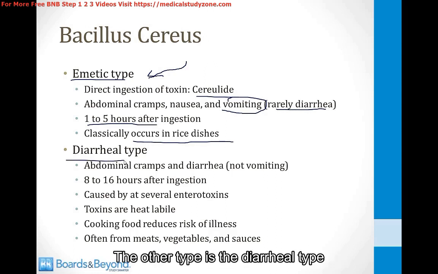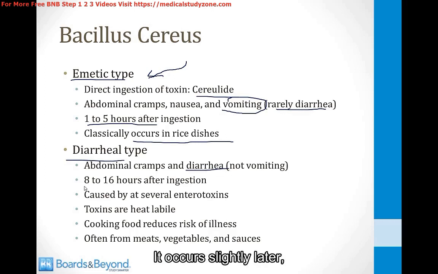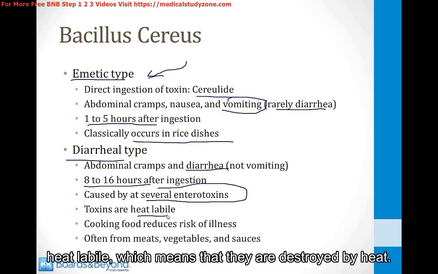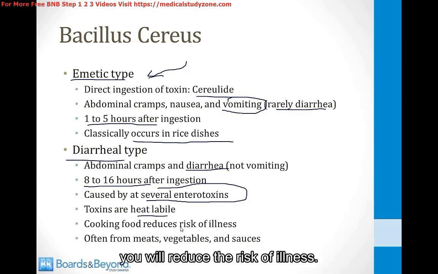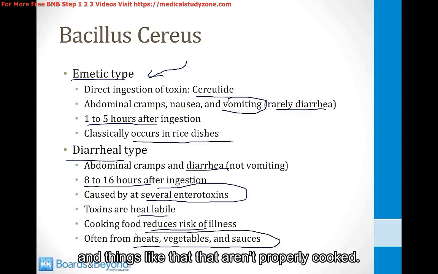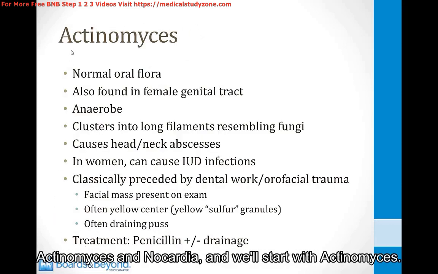The other type is the diarrheal type, which has abdominal cramps and diarrhea, obviously, based on the name. It occurs slightly later, about 8 to 16 hours. It's caused by secretion of several enterotoxins that are heat labile, which means that they are destroyed by heat. So if you cook the foods well, you will reduce the risk of illness. And this often happens not from rices so much, but from eating meats and vegetables and sauces and things like that that aren't properly cooked. The last 2 gram-positive bacteria we'll discuss are Actinomyces and Nocardia, and we'll start with Actinomyces.